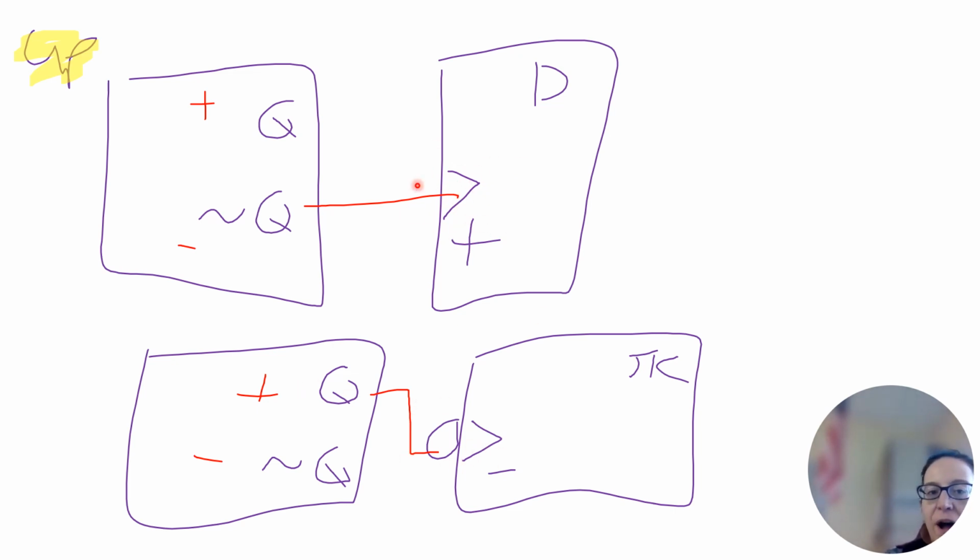In a D flip-flop, because it is a rising edge trigger, you're going to wire it to not Q. In a JK flip-flop, because it is a falling edge trigger, you're going to wire it to just Q. But in both cases, you're connecting it to the opposite polarity.